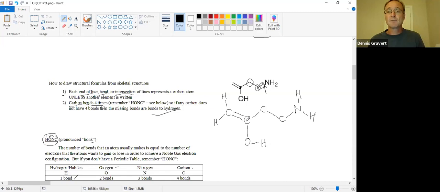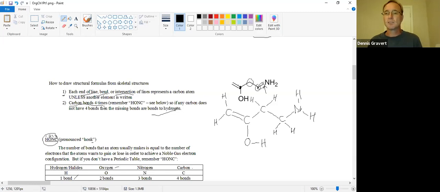Cool. This C had 4. This C, I only see 2 lines. Let's spread out these bonds, right? Bonds are pairs of electrons, and electrons repel. So it makes sense to spread out these bonding electrons. These 4 single bonds are spread out, got H's at the end of them. This carbon only sees 2 lines. It needs 2 more for a total of 4. H's at the end of those lines.